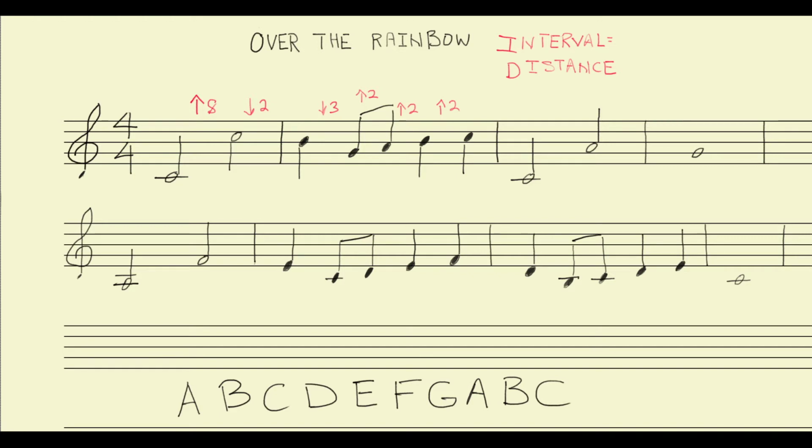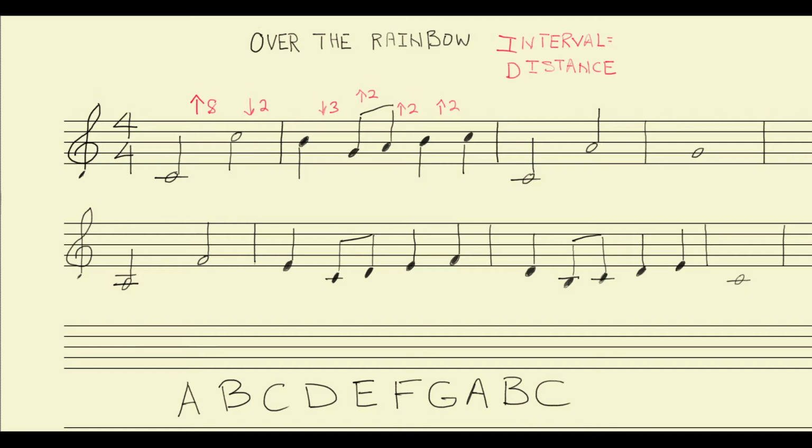But before we do that, I just want to tell you about a couple of quirky things about the way that we talk about intervals. You'll notice the first interval in Over the Rainbow, we go up 8 notes. And then we go down 2 notes. And then we go down 3 notes. And then up 2, up 2, up 2, and up 2.